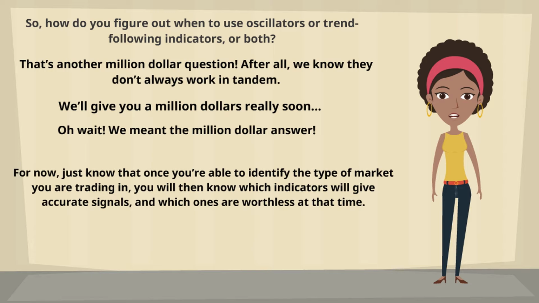So, how do you figure out when to use oscillators or trend-following indicators, or both? That's another million-dollar question. After all, we know they don't always work in tandem. We'll give you $1 million really soon. Oh wait. We meant the $1 million answer. For now, just know that once you're able to identify the type of market you're trading in, you will then know which indicators will give accurate signals, and which ones are worthless at that time.